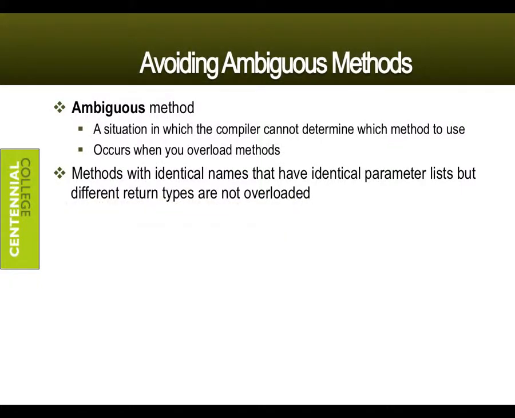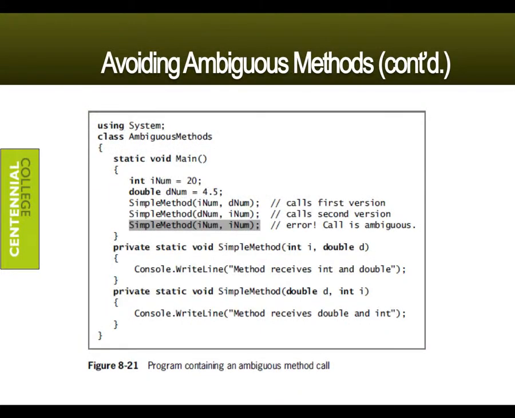And it's showing you here what I showed you already: avoiding ambiguous methods. Here's an ambiguous method. I've got a few different method calls here. I've got the simple method where I have a signature that has an integer and a double. There's one signature, and here's another one, a double and an integer. Well, that's really silly, isn't it? Actually, it's the same method.